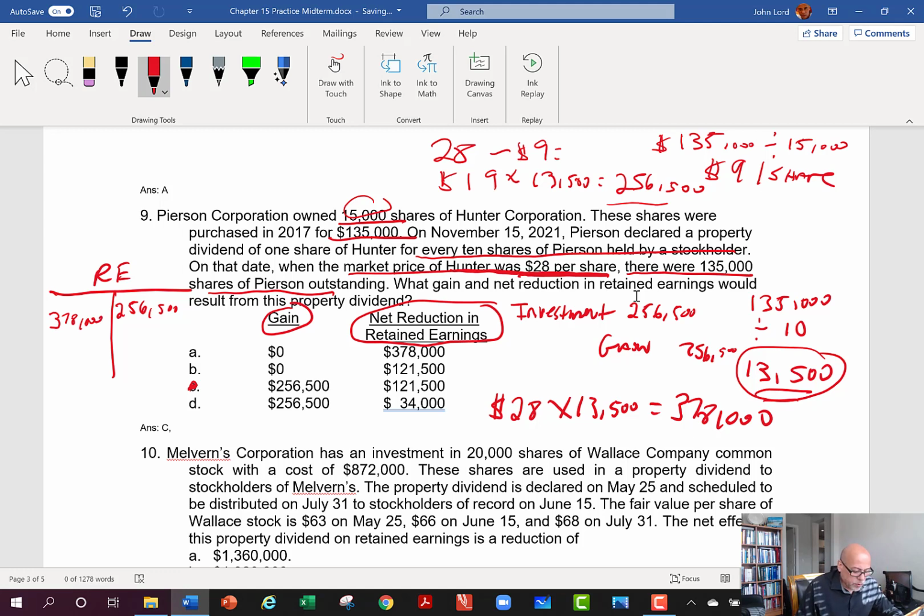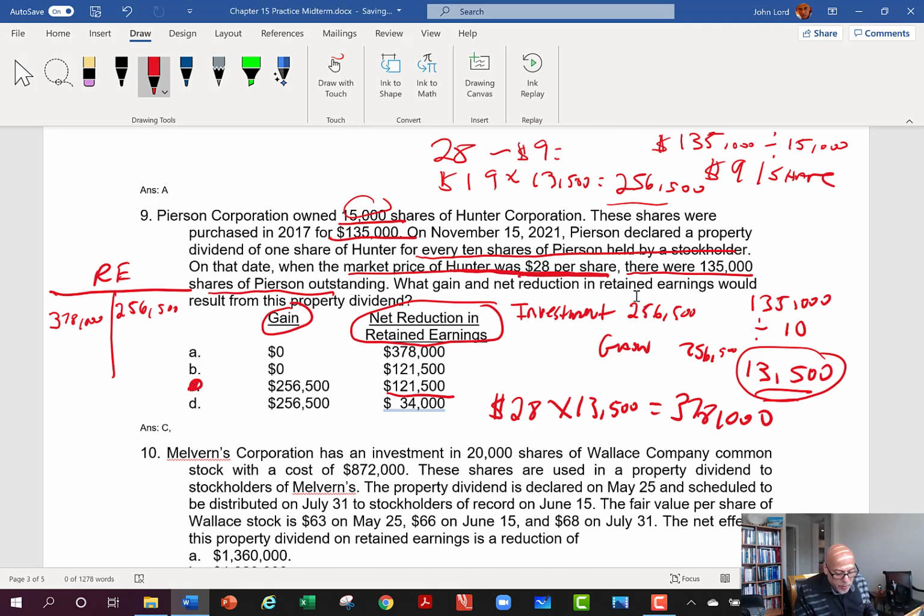Right? So if you look at the net change in the retained earnings, I had a debit of 378. I credited it for the gain, 256,000. That gives me this 378,000 minus, I have a bad habit of losing my last three numbers, minus 256,000 gives me what? Gives me a balance of 121,500. The correct answer to this question.